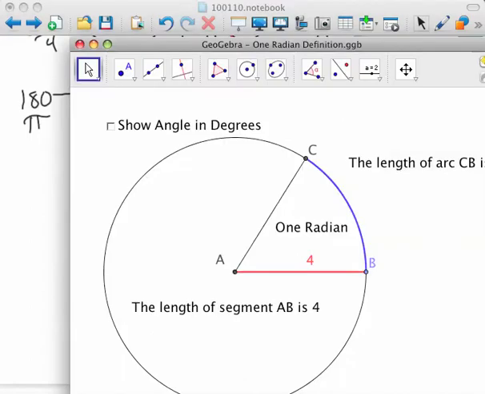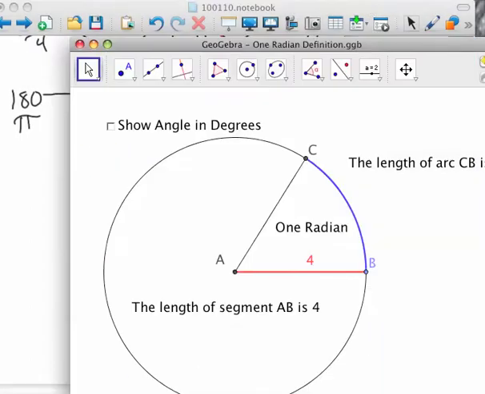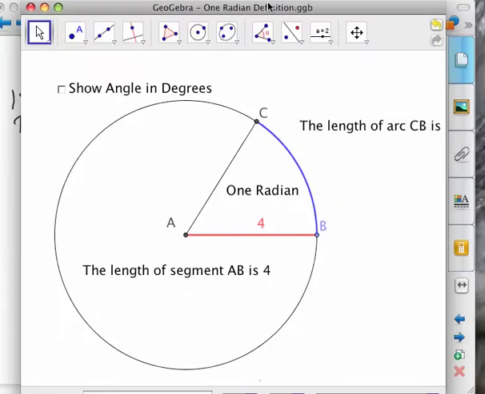I'll end with what 1 radian is. 1 radian is when the arc length, the blue and the red, are exactly the same. Let's see how many degrees that is. It looks like it's approximately 57.3 degrees. So 57.3 degrees is approximately 1 radian. That's a good little fact to memorize.